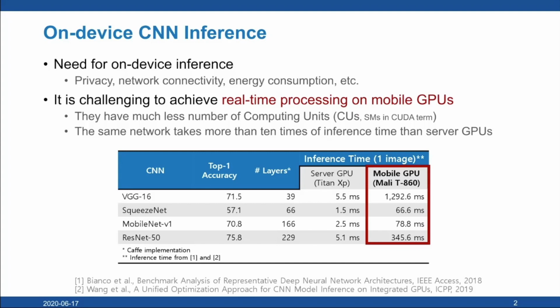The need for on-device inference is ever increasing for various reasons such as privacy issues. However, it is very challenging to achieve real-time inference of CNNs on mobile GPUs due to limited computing power. A mobile GPU has a much smaller number of computing units, or SMs, than a server GPU. The inference of a CNN for a single image usually takes a few milliseconds on a server GPU, but the same network takes more than 10 times the inference time on a mobile GPU. Sometimes it leads to hundreds of milliseconds.